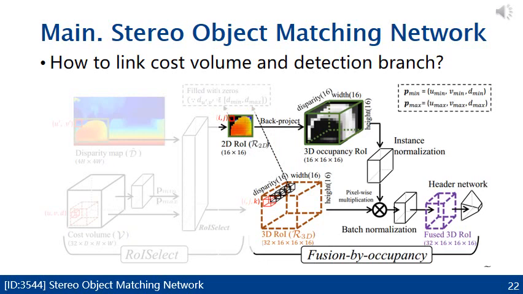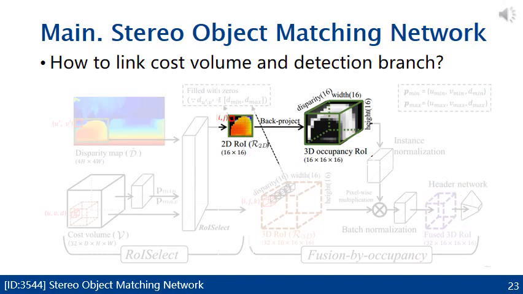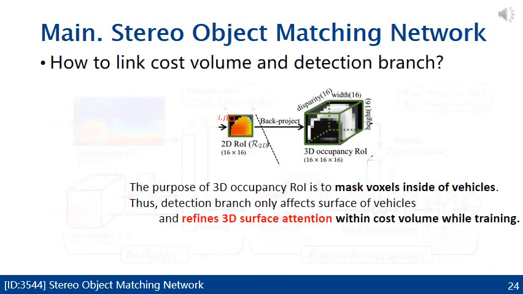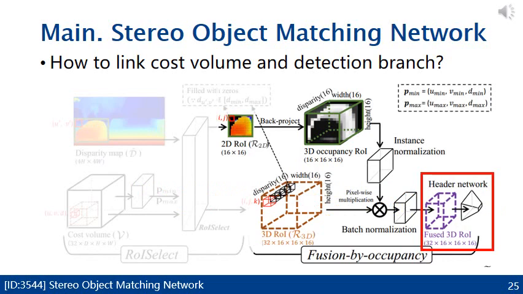Based on the extracted 2D ROIs and 3D ROIs, the purpose of the next module, Fusion by Occupancy, is to blend these 2D and 3D ROIs in a 3D structured manner. In detail, we design a 3D occupancy ROI that is the back-projected result of disparity patches in 2D ROIs. The purpose of the 3D occupancy ROI is to mask voxels inside of vehicles. Thus, the detection branch only affects the surface of vehicles and refines the 3D surface attention within the cost volume during the training session. Finally, Fusion by Occupancy estimates the fused 3D ROI, which is the input of the header network for the estimation of heading and locations of 3D vehicles.